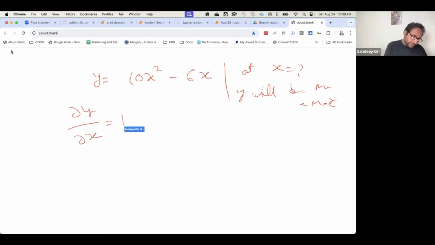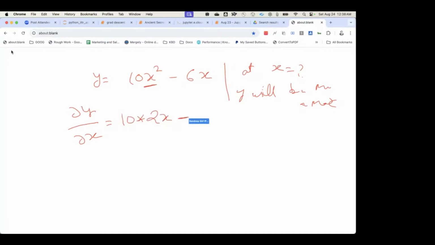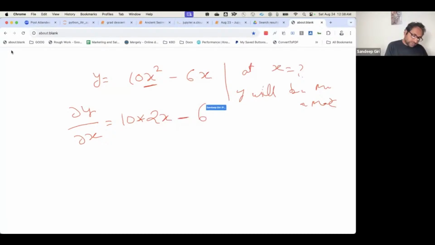Okay, 10 times x squared, 2x, 20x minus 6. So the derivative is 20x minus 6. We are saying that at maxima or minima, this thing is going to be 0. So x will be 6 by 20, which is 0.3.